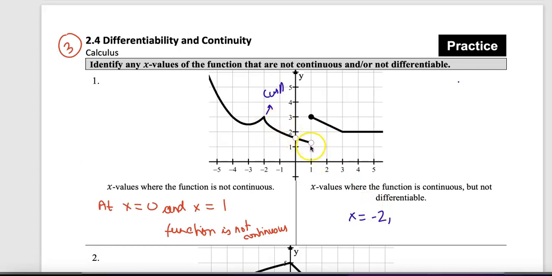Okay, what happens at this point? Again, this is a corner over here. You see, this is a corner. So this means at this point, x equal to 3, the function is continuous, but it is not differentiable over here. So this means at x equal to -2 and x equal to 3, the function is continuous but not differentiable. All right, that's it for this.